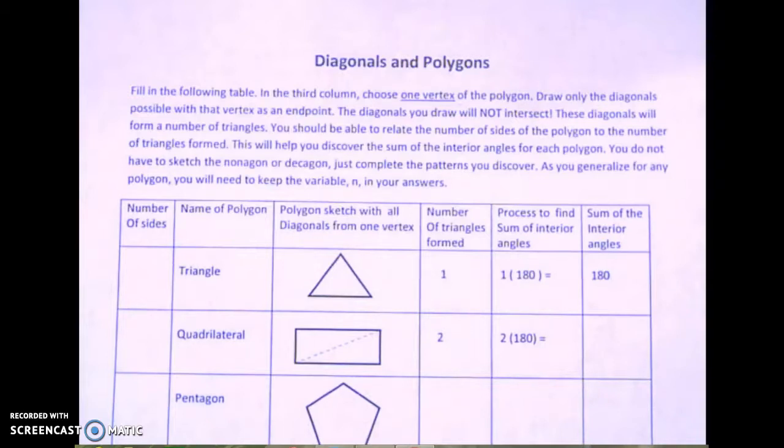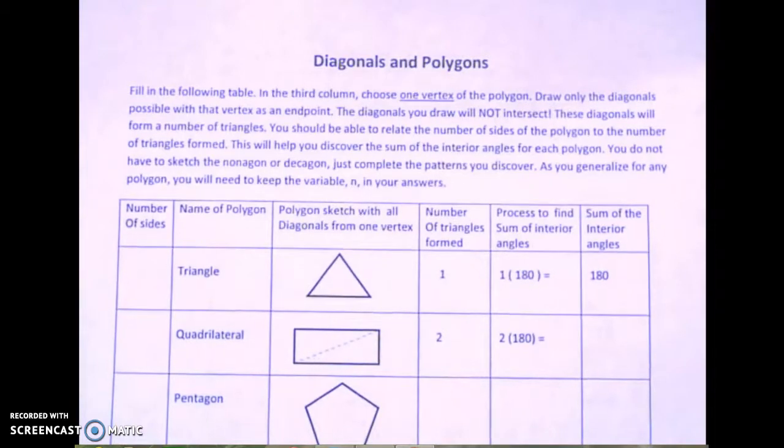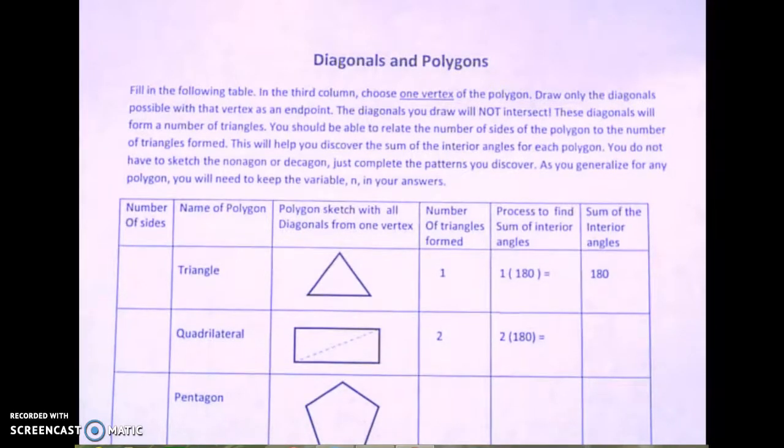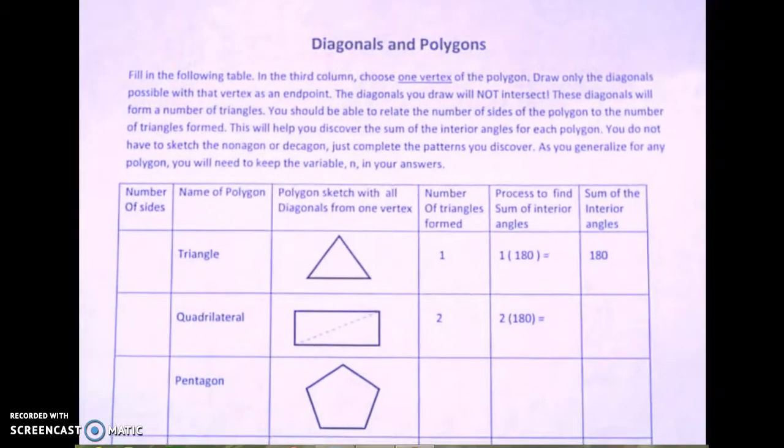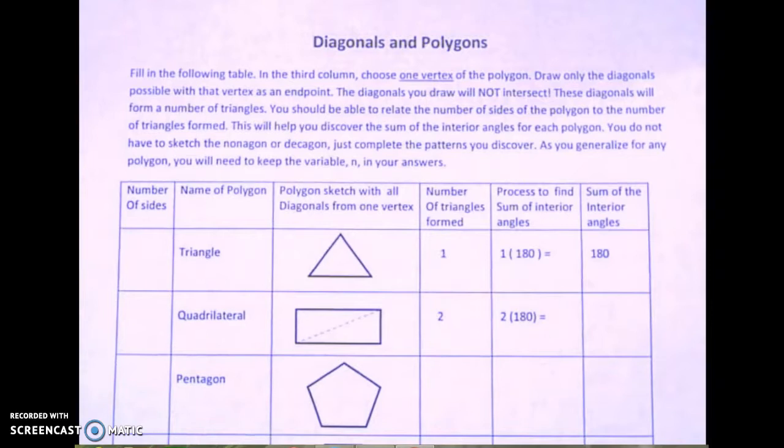We're going to use the number of triangles we have and the knowledge that we have about triangles, which is that the sum of the interior angles of a triangle equals 180, so that we can calculate the sum of the interior angles for any polygon. So the first thing we want to do is identify the polygon, how many sides it has, and how we go about getting the diagonals.